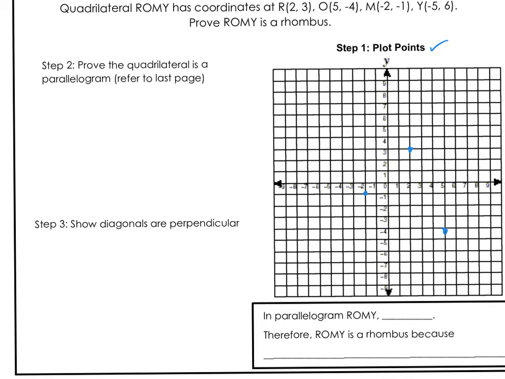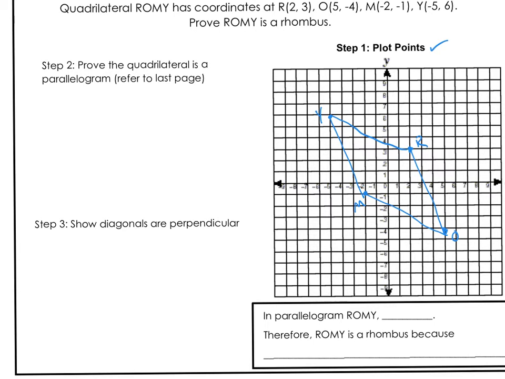Negative 5, positive 6. I was looking at it like, what? All right. Just going to sketch out our rhombus. This does look like a rhombus to me. So we have R, O, M, and Y. So we drew it. Now the first thing we're going to do is prove that it's a parallelogram.